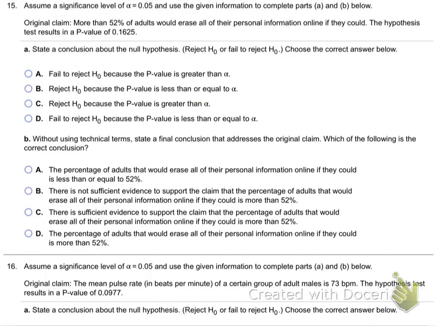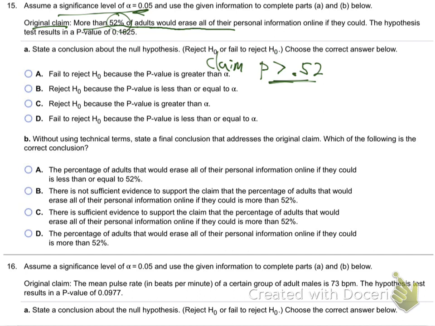Number 15. Significance level of 0.05. Use the given information to complete. Here's a claim. More than 52% of adults. That says, and that's a percentage, that's a P. P is greater than 0.52. That's the claim, right? It's a P, not a mu, because it's a percentage, a proportion. Greater than 0.52, more, right? More is greater than 0.52.